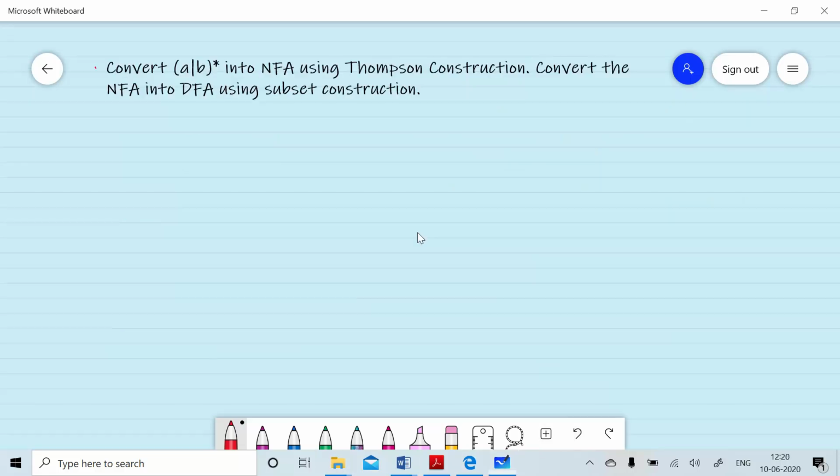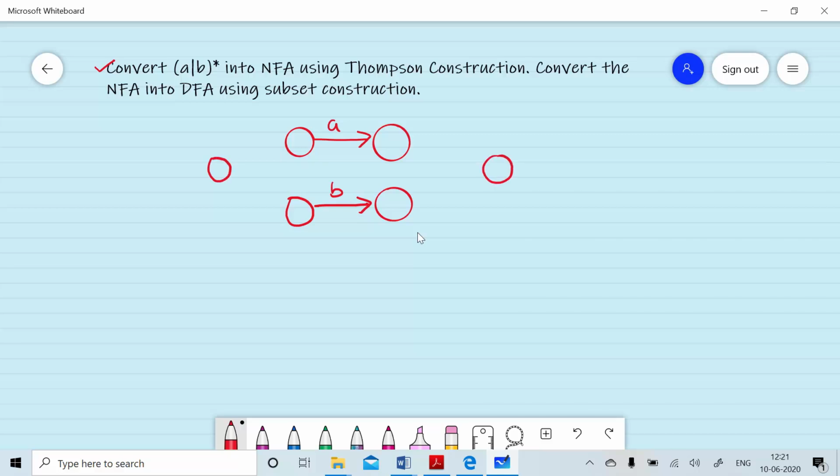Now suppose we want to convert (A or B) star into NFA using function construction. Then we want to apply subset construction to convert the NFA into DFA. So in function construction, A can be represented by two states. B can be represented by two states. For performing OR operation, we will add two states. And we will add 4 null transitions.